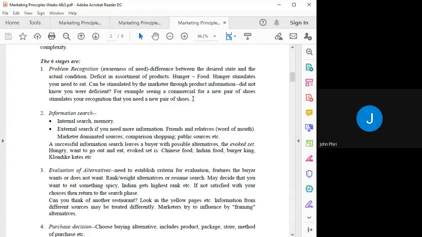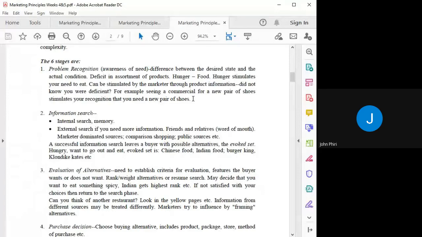There could be many bases for evaluating, but in most cases it could be something like basing on the price, basing on the quality, basing on the quantity sometimes, or basing on status, on perception. All these other things can begin to crop in. They're going to influence you.